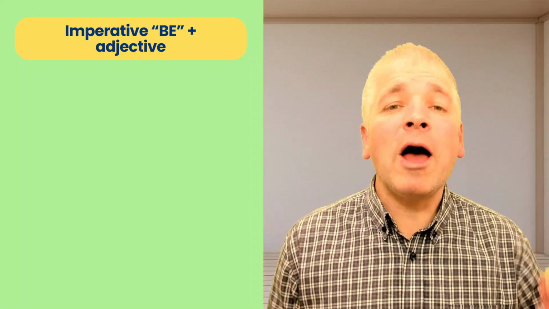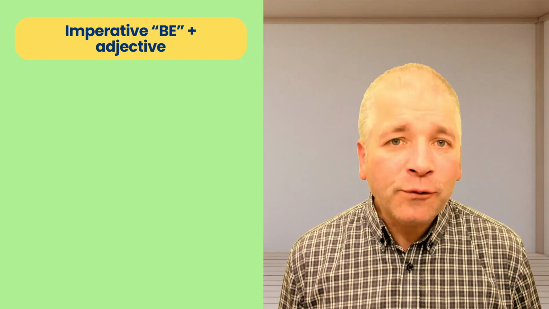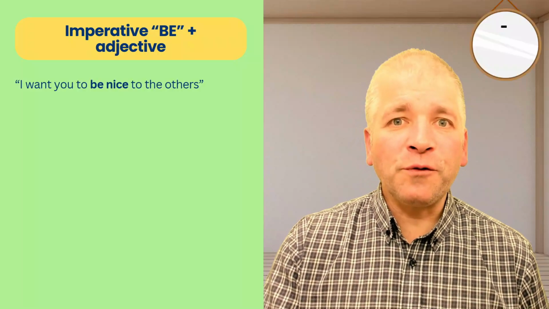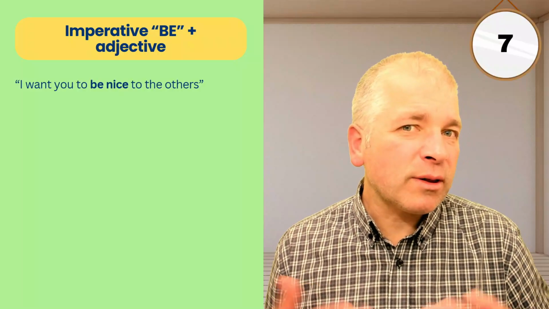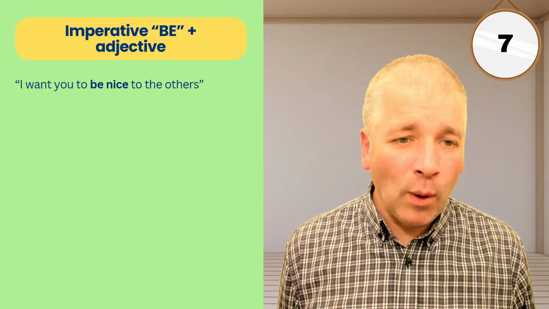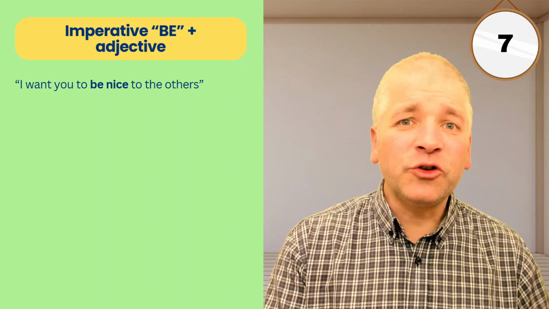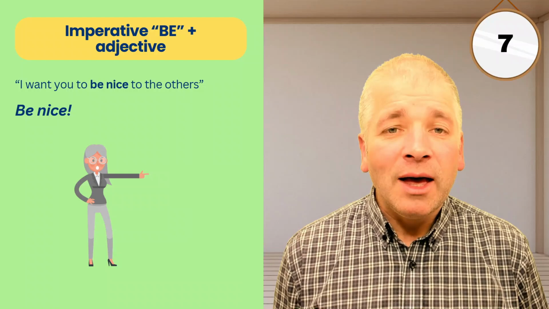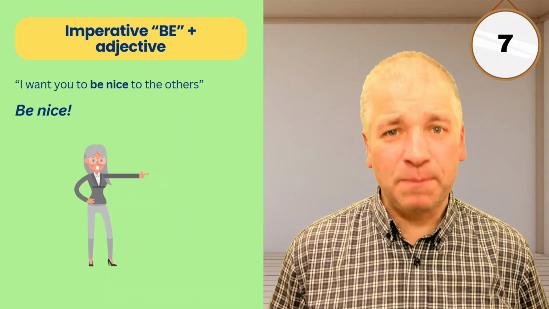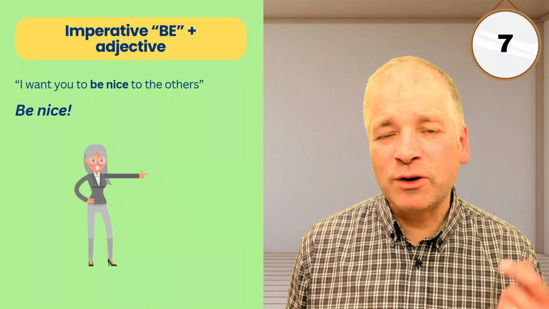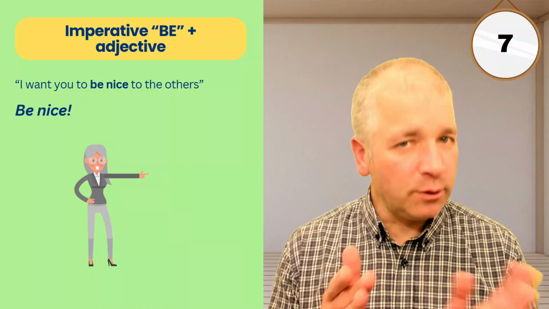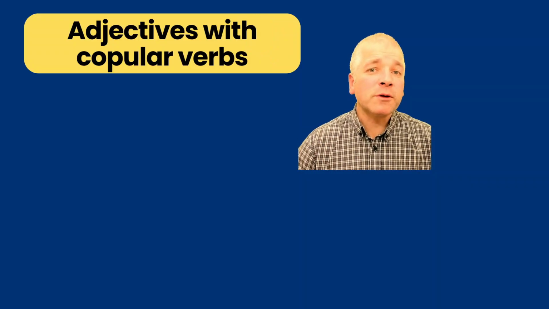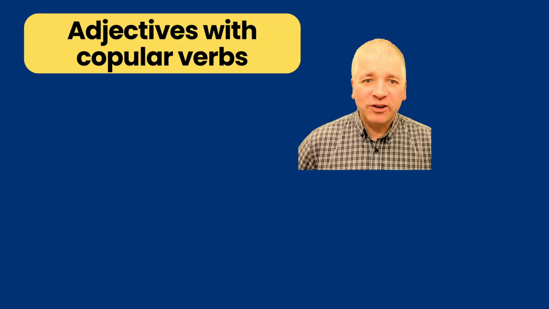There's a situation where we can use adjectives after imperatives, particularly if you're using the verb to be. Look at the following. Here's what a sentence might normally look like. I want you to be nice to the others. Turn it into an imperative and you can simply say, be nice. Here, nice is the behaviour that is expected. So if we're using an imperative to describe expected behaviour, we can use the adjective after be or some other verbs. There are a few rules to be aware of when using adjectives with copular verbs.